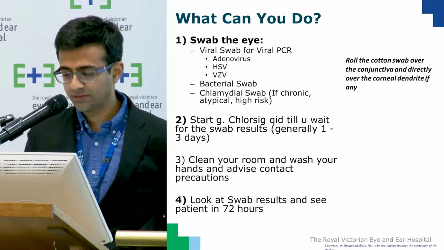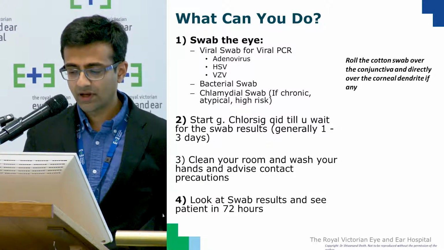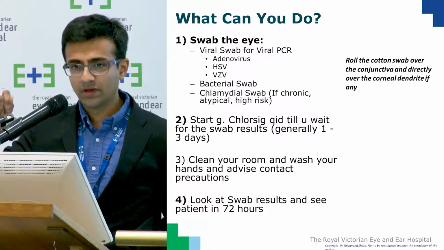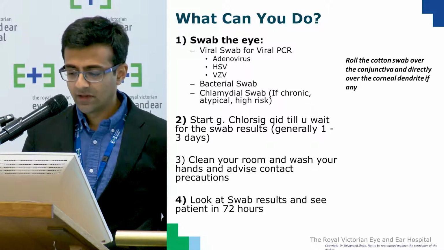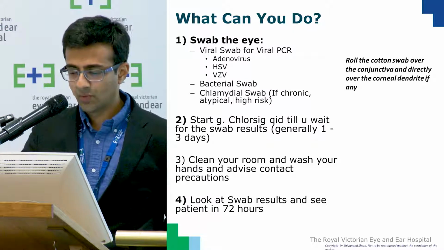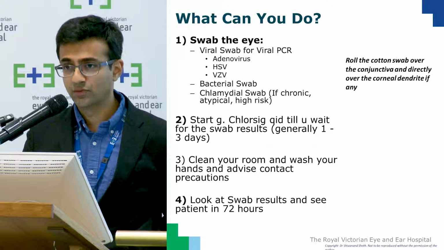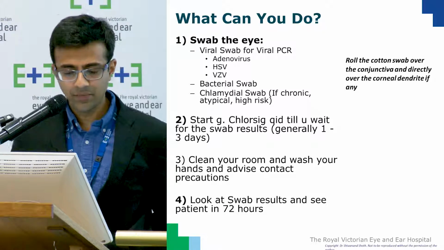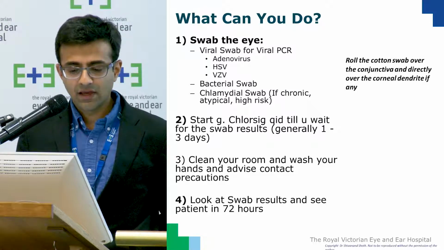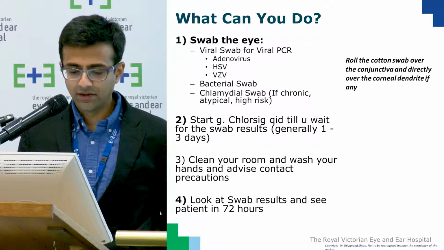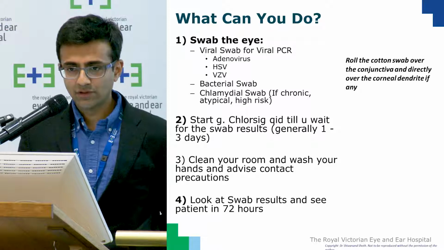it's behaving atypically. The way to swab the eye is just roll a cotton swab into the most inflamed part of their eye, the eyelids, or if there's a dendrite, then you can directly swab over the dendrite on the cornea, of course with a drop of anesthetic to make them comfortable. You can start them on Chlorsic because there is a small chance that it might be bacterial, and wait for the swab results to come back.